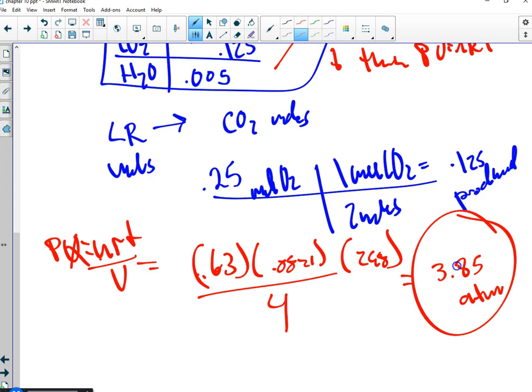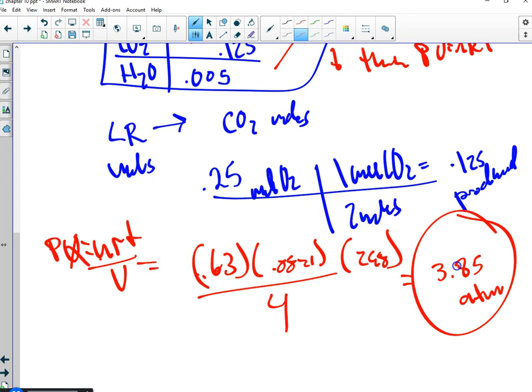Because you always have to use the limiting reactant. Once you define what the limiting reactant is, the limiting reactant always determines how much of this you can get. It's like money to you. The limiting reactant, you can't get more than you have to spend in the first place.